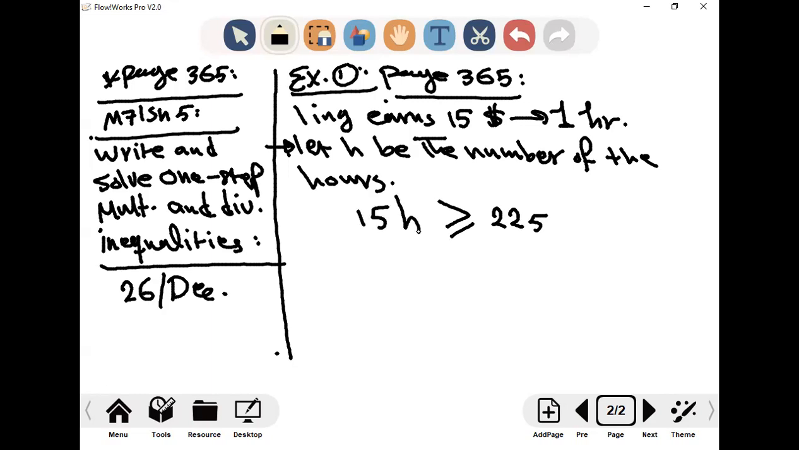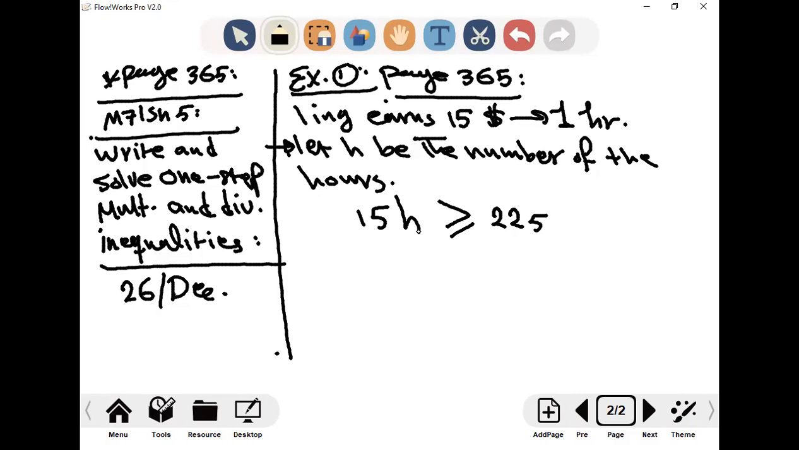I want this 15h to be at least 225, which means more than or equal to 225. What we did now, we wrote the inequality. Now we need to solve it.